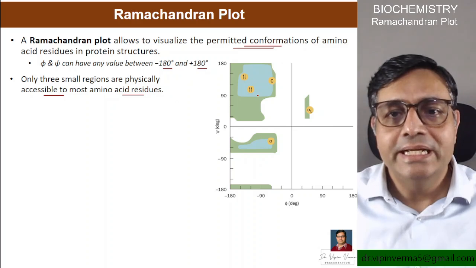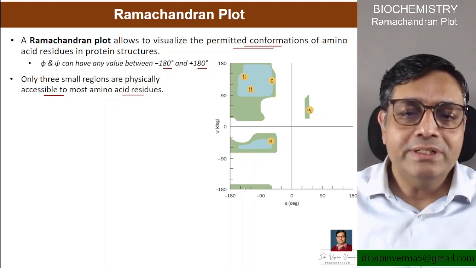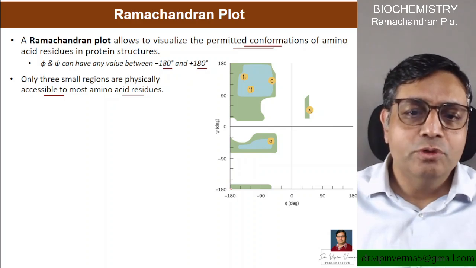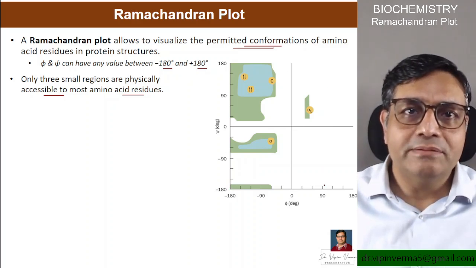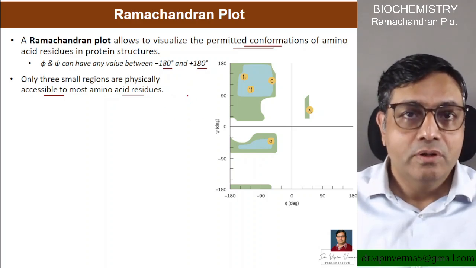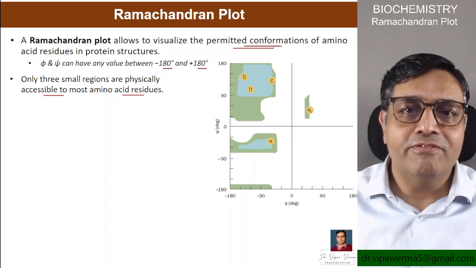So you can see 3 regions. One region is this, one region is this, and one region is this. Now you can ask, why is this green at minus 180? Basically, this is a circular periodicity. When you see it in 2 dimensions, it is a rolled graph, and when it is a rolled graph, then this minus 180 will touch near 180.